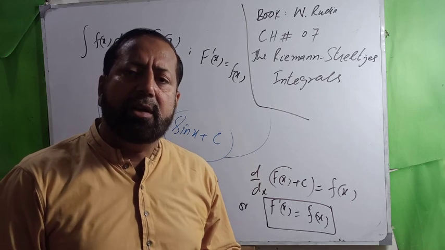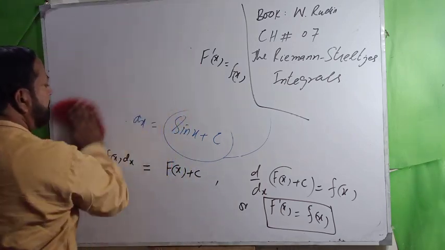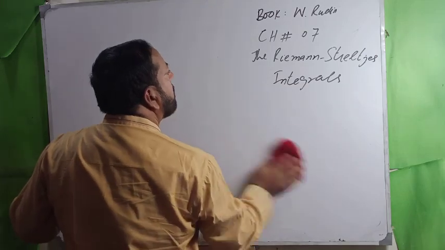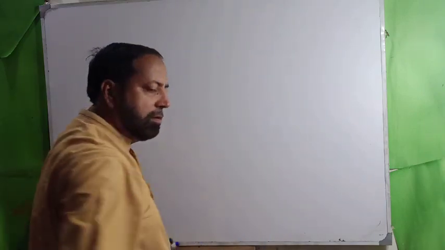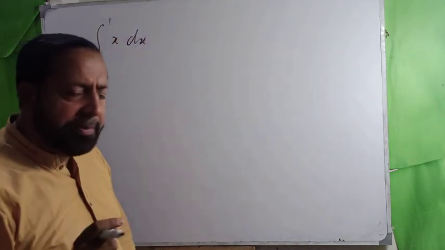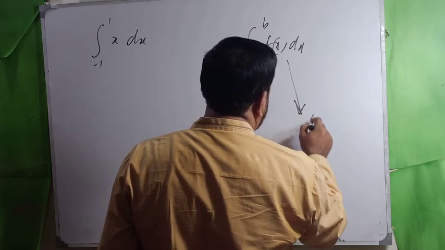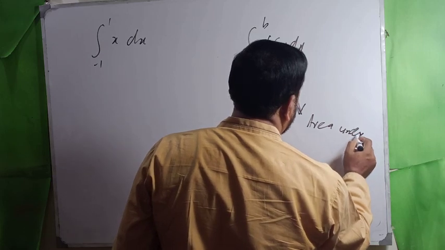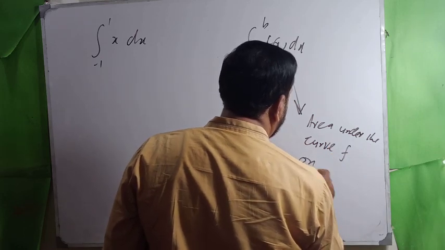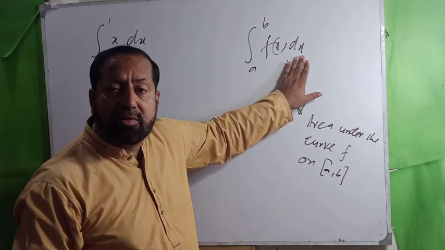Now we are using frequently another word, which is integral. What is that word? Let's see with the aid of an example. Suppose we want to find the integral from minus 1 to 1 of x dx. So generally the perception among students is that the integral from a to b of f(x) dx is the area under the curve f on [a, b]. This is the general perception about the integral from a to b of f(x) dx, but this is not the case always.